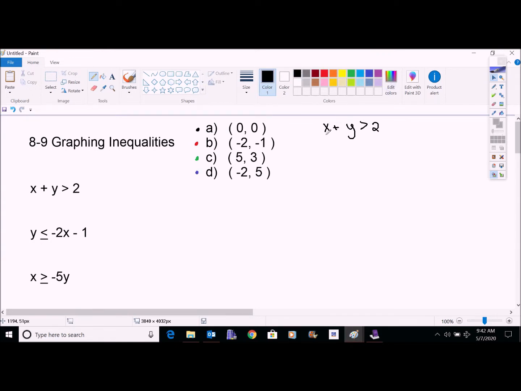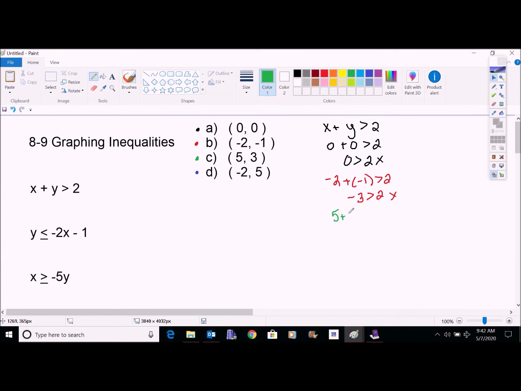Okay, so if I want to check to see if 0 plus 0 is greater than 2, I find out, no, that's not true. So that means that the ordered pair 0, 0 is not a solution. Okay, let's check to see if negative 2 plus negative 1 is greater than 2. Negative 3 greater than 2. No, that's not true either. That's not a solution.